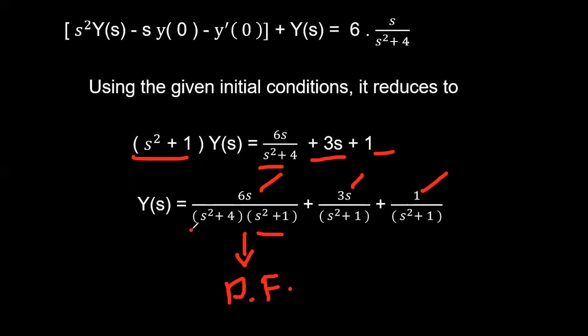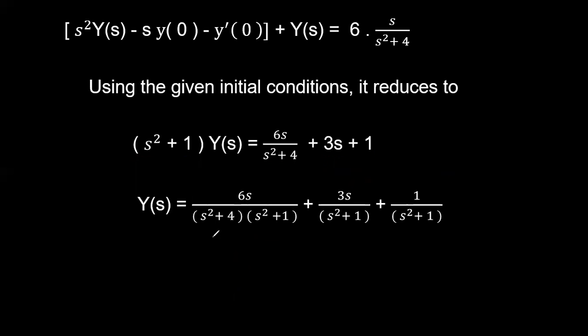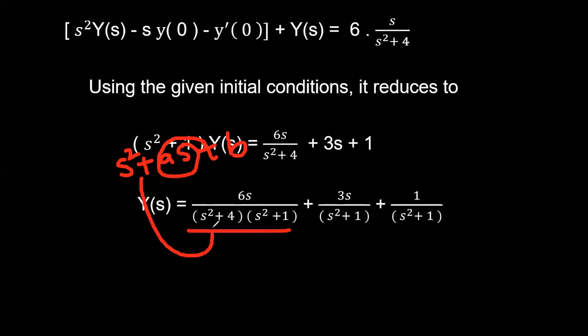Now this equation is of the form of a non-repeated quadratic factor. It is not a repeated equation. We have s square plus as plus b, which is your quadratic form, but we don't have that as a term in the given equation. So this equation is compared with respect to this quadratic form.